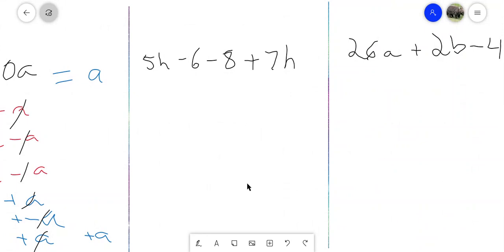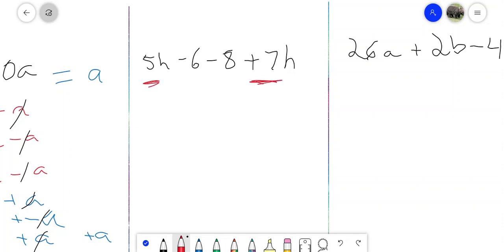5h minus 6 minus 8 plus 7h. Remember, if you look over at your notes, the pattern that we're going to do is we're going to collect the terms that are similar to each other. So let's first collect the h's. Right here I see that we have 5 h's, and right here I see that we have positive 7 h's. So altogether, that's 12 h's. Right here I see we have negative 6, and right here we have negative 8. So altogether, that's negative 14. And now this expression has been simplified because the like terms have been collected.